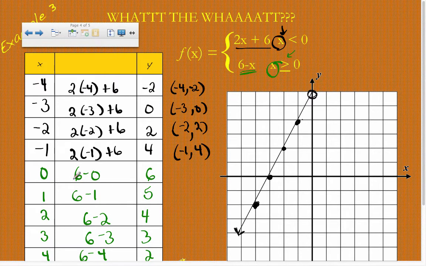So let's graph the green line. So when I'm at 0, my y value is 6. 1, 2, 3, 4, 5, 6. When I'm at 1, my y value is 5. When I'm at 2, my y value is 4. When I'm at 3, my y value is 3. And when I'm at 4, my y value is 2.